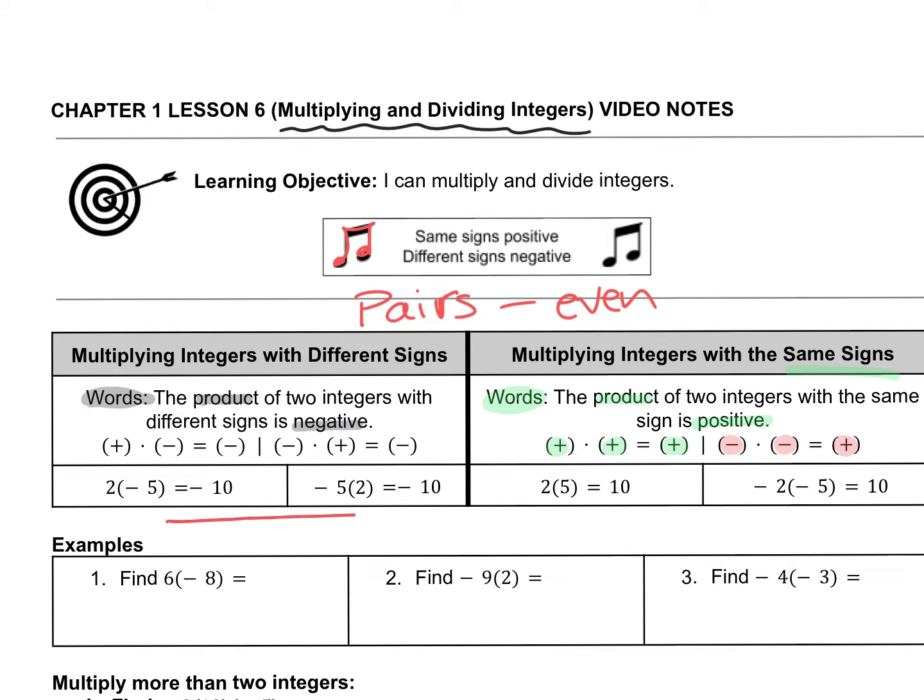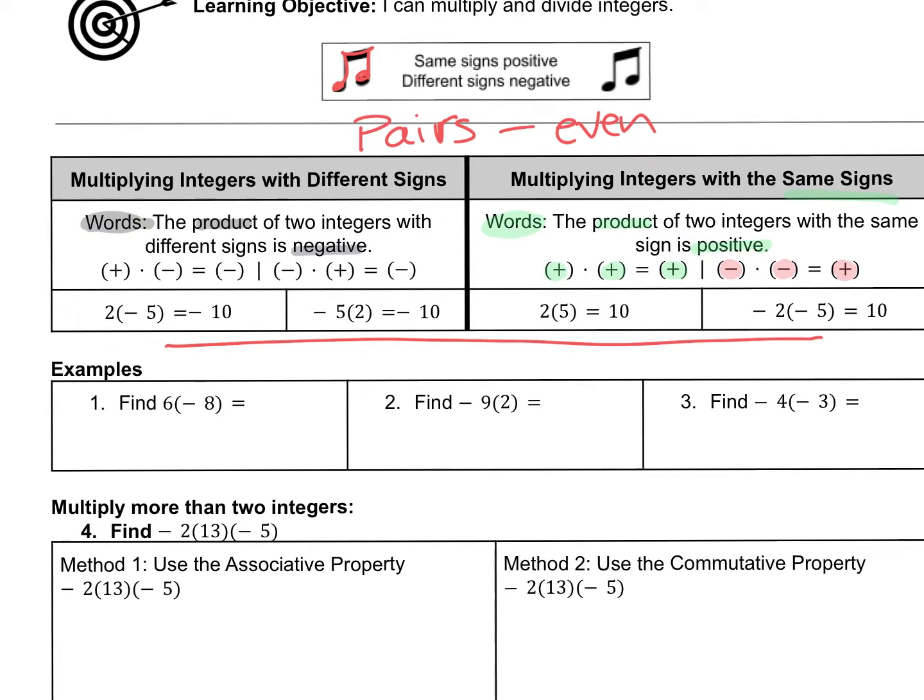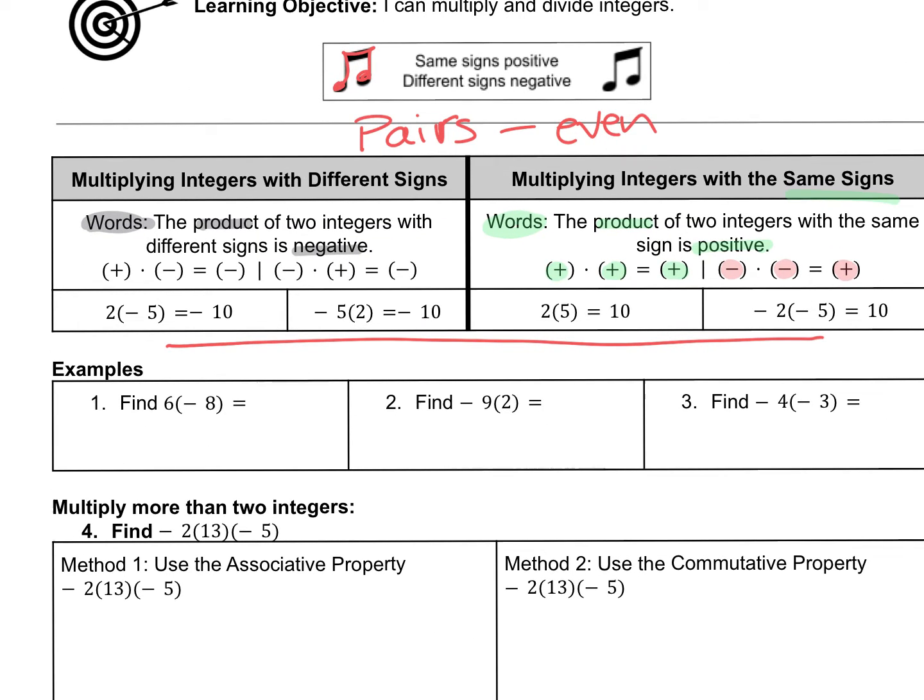So you can hear some examples here. Use those to guide you. So see if you are ready. You can try these next three examples. Here I have 6 and a negative 8. So I have a positive and a negative, two different signs. Then I multiply as normal. 6 times 8 is 48.